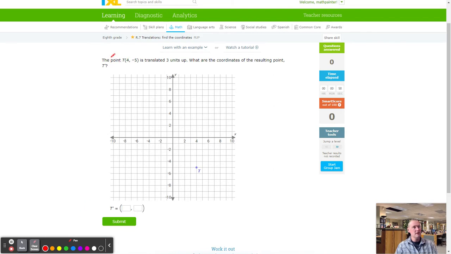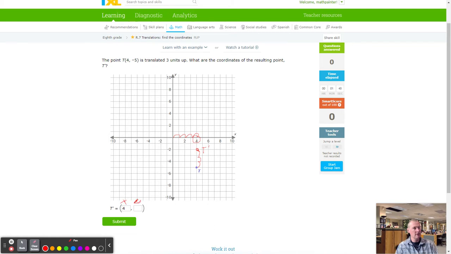So reading the directions, the point T (4, negative 5) is translated 3 units up. What are the coordinates of the resulting point of T? So we're going to go up 1, up 2, up 3, and put our T prime, and the word prime means the new location of T. Now, in order to get there, we're going to count left or right first. In this case, we're going to count to the right: 1, 2, 3, 4. Notice we stopped at 4. So the first coordinate, in order to get to the T prime, is to count right to the 4. So I'm going to put 4 in the first box representing the X value.